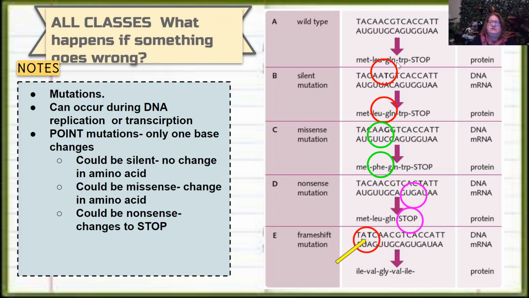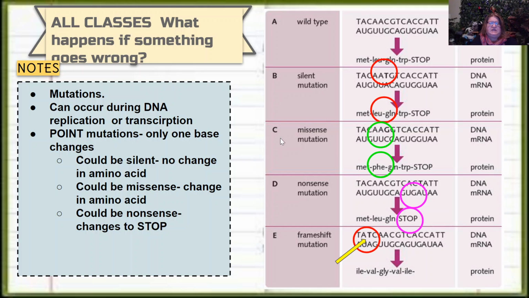Now, in this case, though, UUG and UUA both code for a leucine amino acid. So in this example, this is a silent mutation. Nothing changed in the actual amino acid sequence. So we call that a silent mutation. No change in the amino acid.